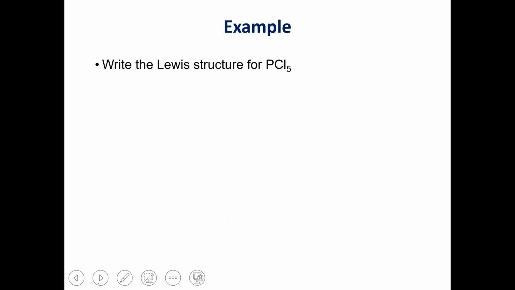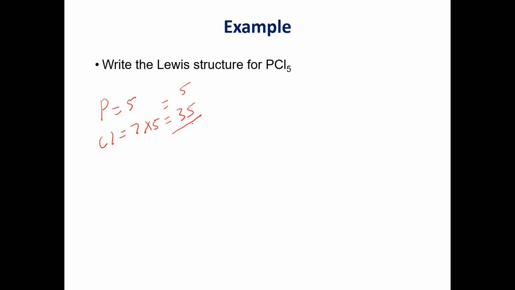Let's take a look at an example here. We have PCl5. So phosphorus is in the same group with nitrogen, so it has 5 valence electrons. Chlorine has 7 valence electrons, and there are 5 of them. So that's a total of 35 valence electrons from the chlorines and 5 from the phosphorus. So that gives us a total of 40.